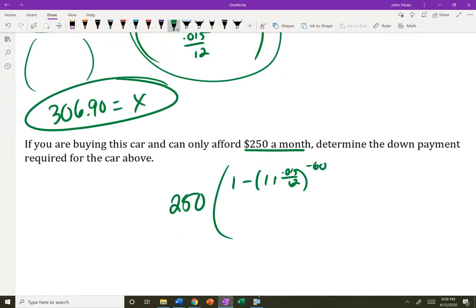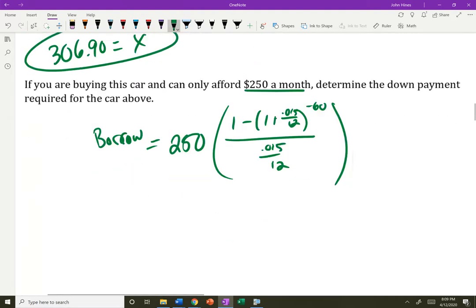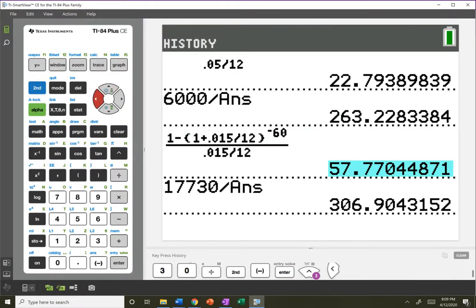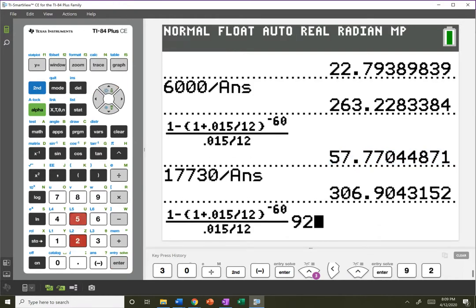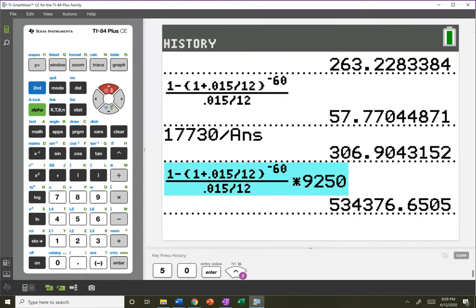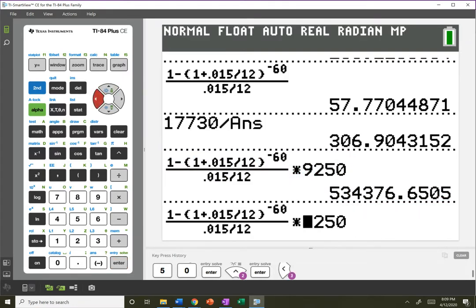To the negative 60 all over 0.015 divided by 12. How much money can I borrow from the bank? That's the question. How much money is the bank going to give me? So let me type that on in. Good thing I already have that fraction up here. Times 250. I'm apparently struggling with typing in the calculator tonight.